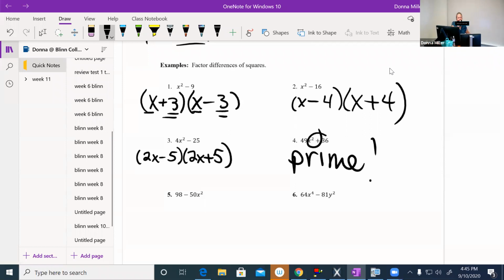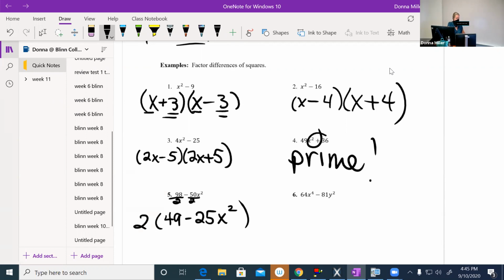So look at 98 and 50. Is there a common factor? There's something I can take out of there? 2, right? They're both even. So I'm going to take out a 2. What I take out, I divide by. So 98 divided by 2 works out to be 49. This is 25.